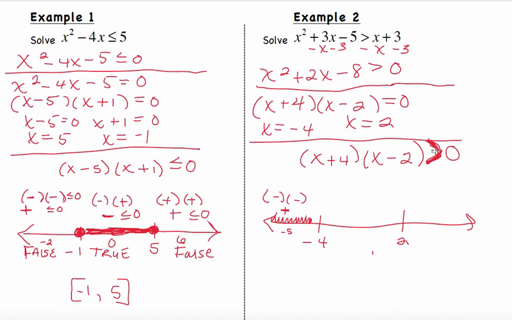Now my symbol is a greater than symbol and does not have the extra equals underneath that symbol, which means the circles are going to be open. So these guys are going to be open. Okay, so let's try a number in the middle here. I'm going to try 0.